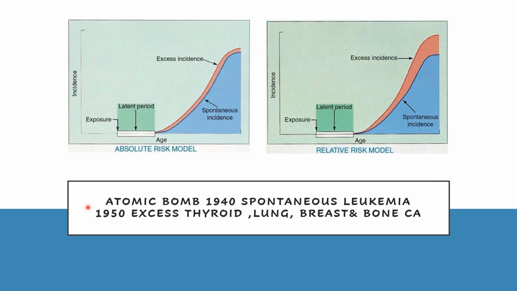Atomic bomb in 1940, bomb survivors had spontaneous leukemia. In 1950, they had incidental excess cancers, which included thyroid, lung, breast, and bone cancer. So the first cancer that was exposed was leukemia, and then additional cancers popped up 10 years later.